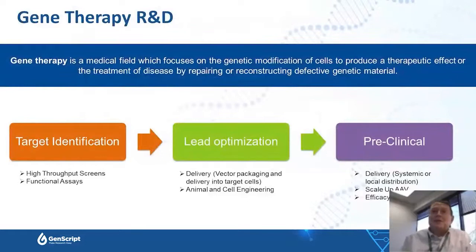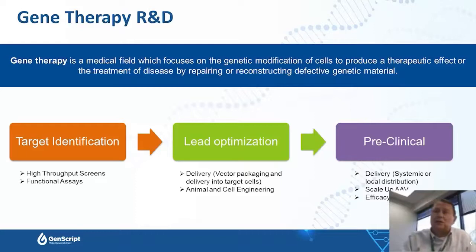Gene therapy is a medical field which focuses on the genetic modification of cells to produce a therapeutic effect or the treatment of a disease by repairing or reconstructing the defective genetic material. There's a large amount of screening effort in a targeting and identification phase. There's a lead optimization phase and then a preclinical scale-up for mouse studies and going into phase one clinical trials. In that target identification, oftentimes high throughput screens that go through tens or hundreds of thousands of different variant plasmids and genes are done to identify those candidates that would go into the lead optimization phase.